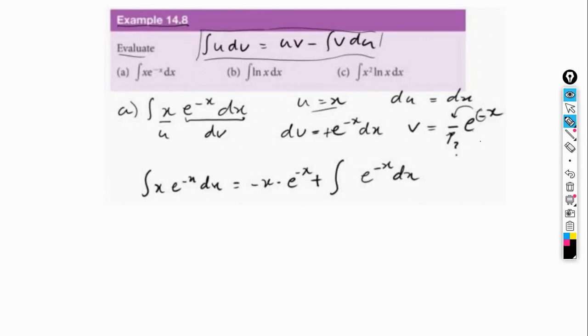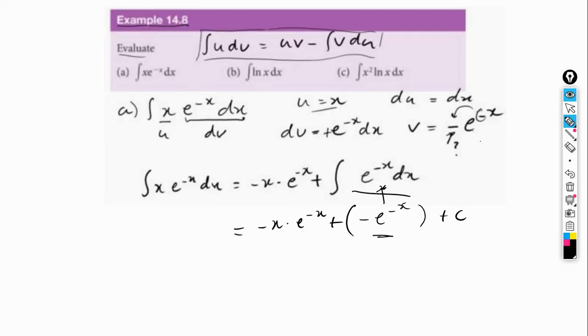And then here, from this, we obtain that this is equal to minus x times e to the minus x plus the integration of this part. Now be careful, because remember that the integration of this is minus e to the minus x, and then we would have to add plus c. So why minus e to the minus x? Well, because notice that if we do the derivative of this, we get that. So this is the antiderivative of this.